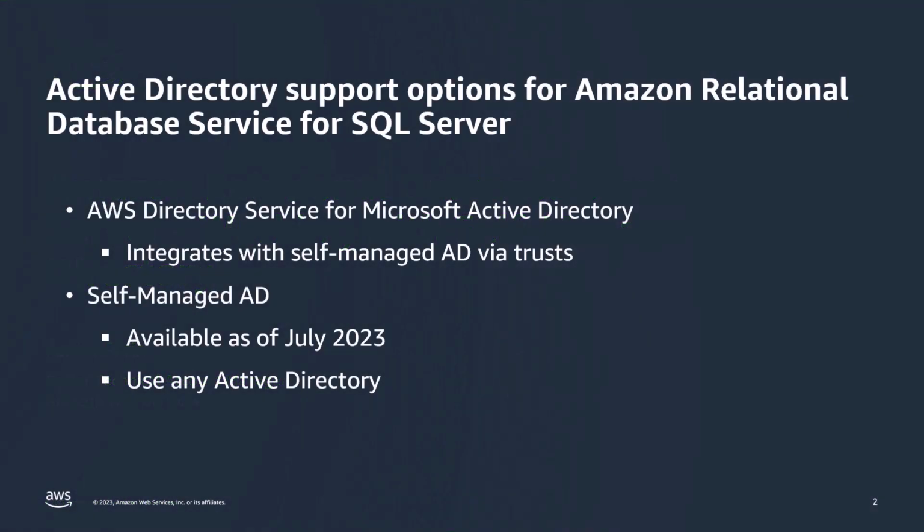In case you're unaware, you can join an Amazon RDS for SQL Server database instance to a Microsoft Active Directory domain. Your Active Directory domain can be hosted on AWS Directory Service from Microsoft Active Directory, or, as of July 2023, you can also join your RDS for SQL Server Instances to a self-managed Active Directory in a location of your choice, including corporate data centers, AWS EC2, or within other cloud providers as well.